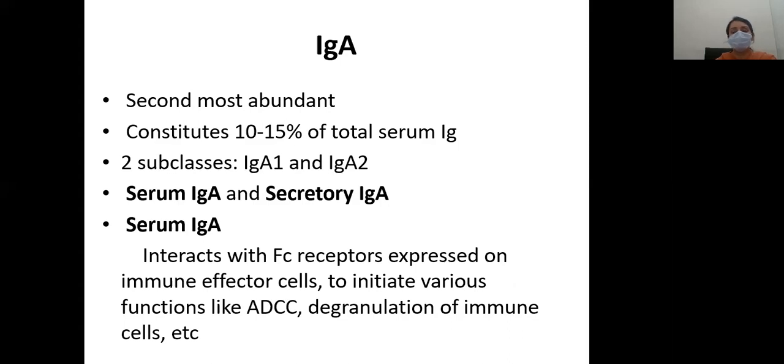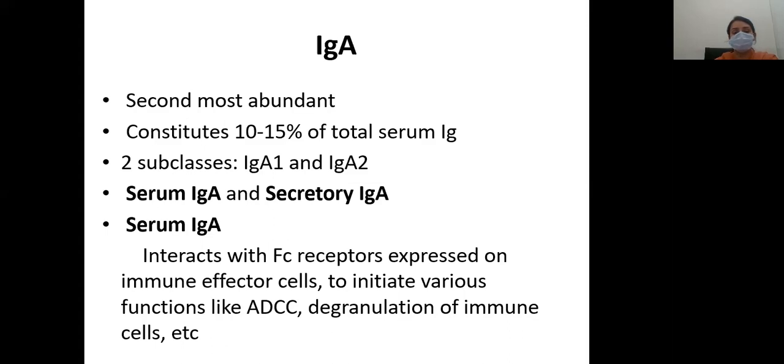Next is immunoglobulin A. This is the second most abundant immunoglobulin, and it constitutes about 10 to 15% of total serum immunoglobulin. It has two subclasses, immunoglobulin A1 and immunoglobulin A2, and two forms: serum immunoglobulin A and secretory immunoglobulin A. Now let's see what is in serum immunoglobulin A.